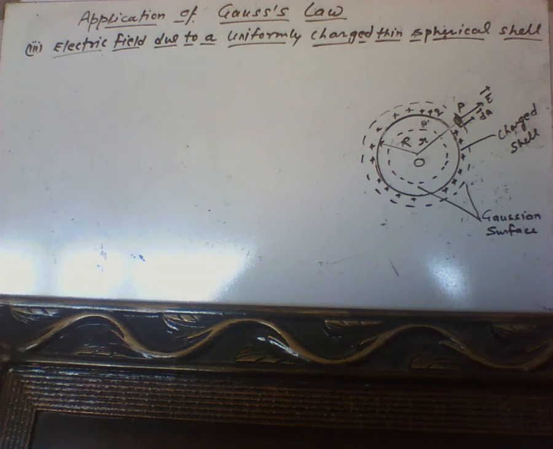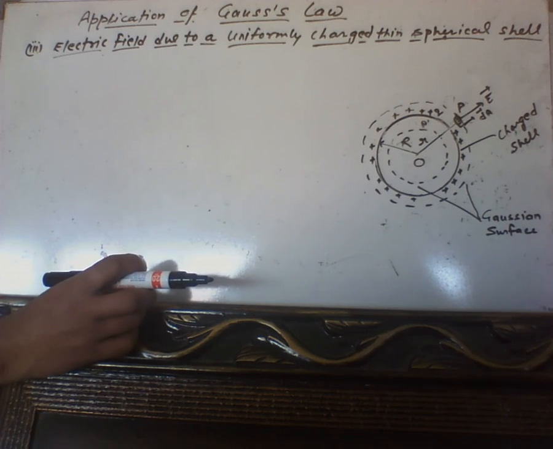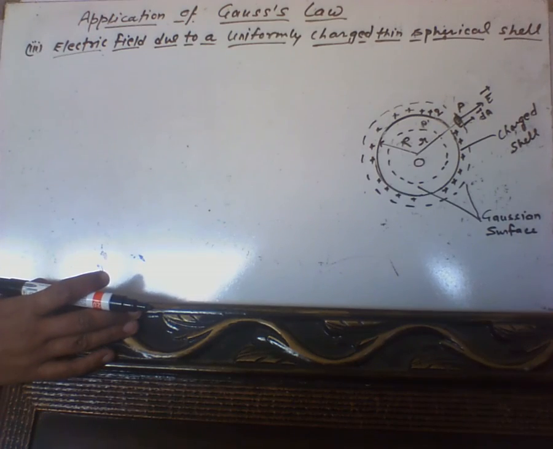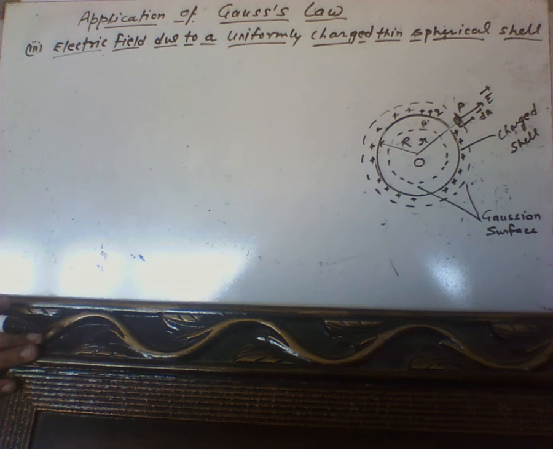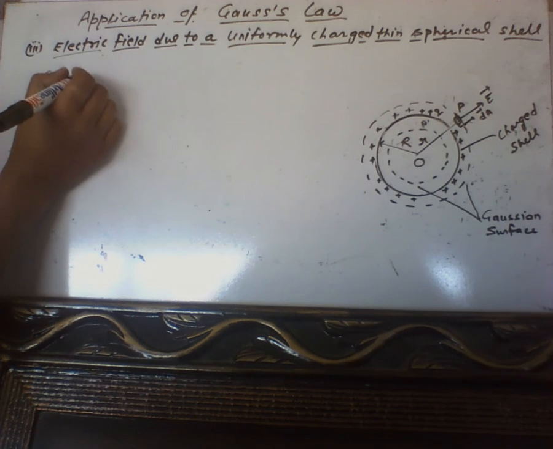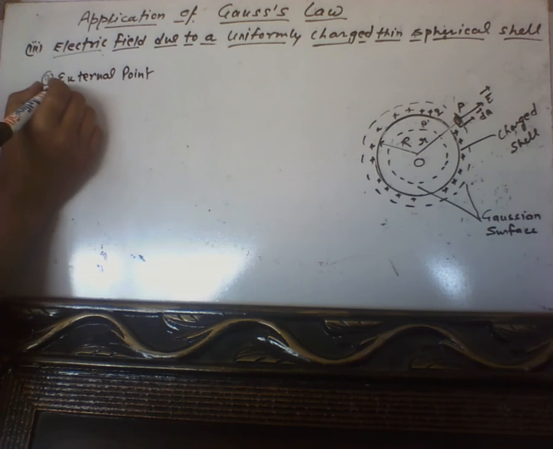Now we have to determine the intensity at 3 points: at an external point, which is at r distance, at the surface, and inside the cell. Now first I am discussing the external point.